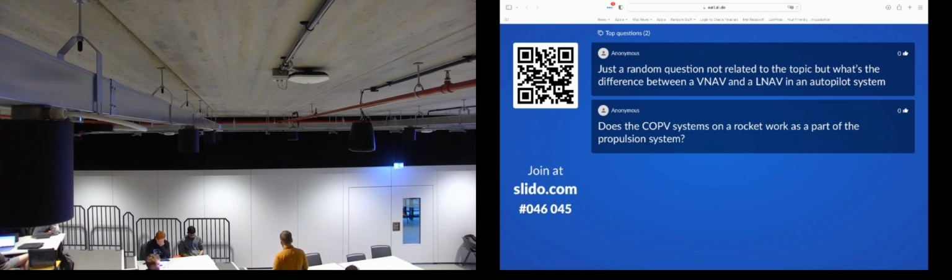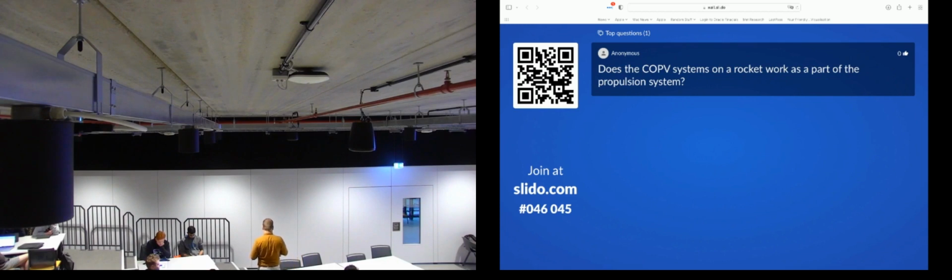Okay. Does a COPV system on a rocket work as part of the propulsion system? COPV. Initialism, folks. What's the brain fart this morning? I should know it. I probably told it to you. Anybody want to re-ask this question, spelling out COPV, or just shout it out?